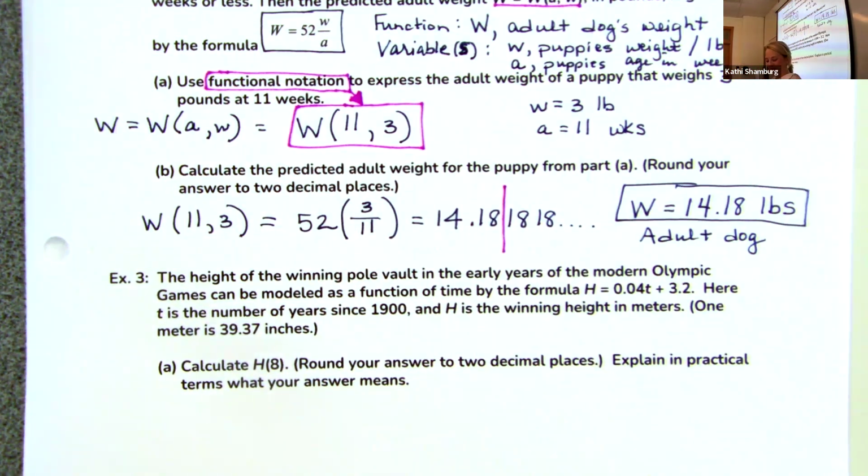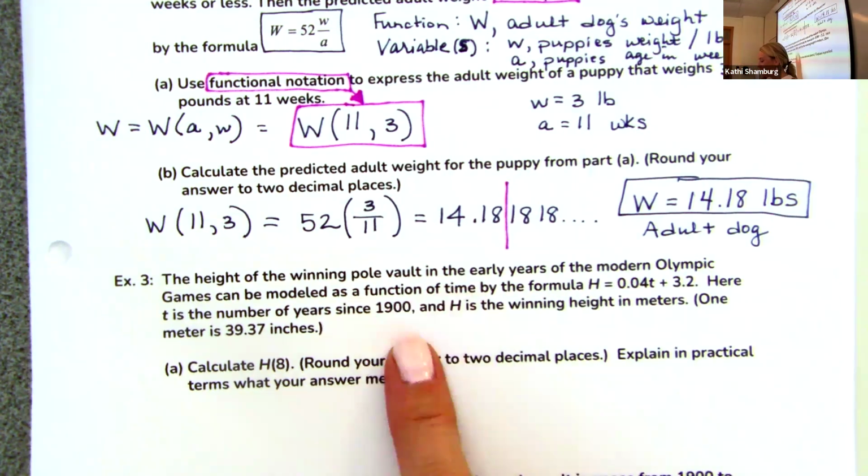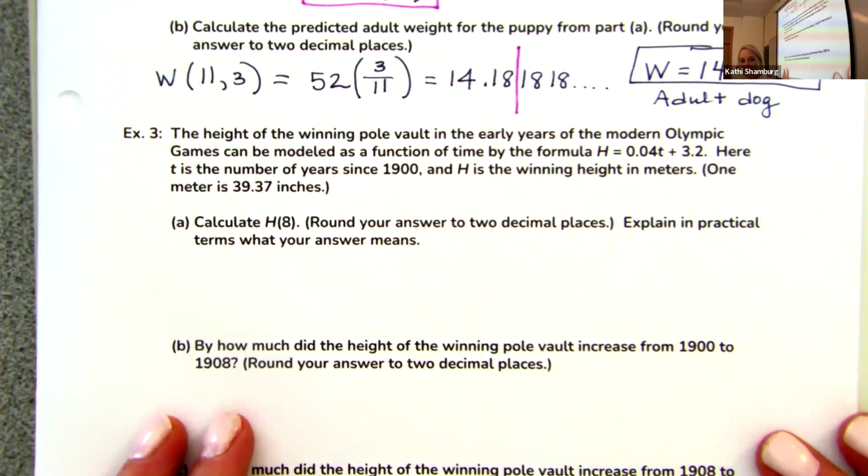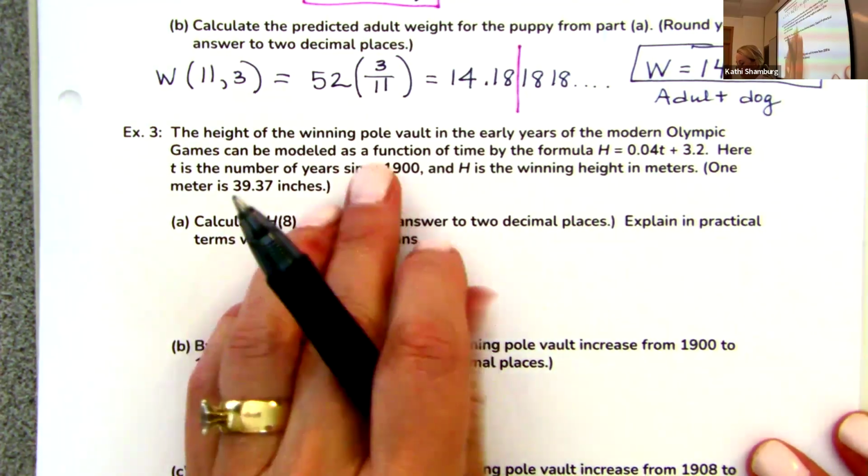Okay. All right. On example 3, we're going to define function and variable, and then we're going to call it a day. Okay. All right. So the height of the winning pole vault.